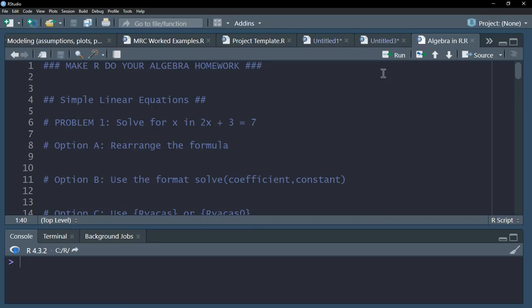Hi, this is Seth, and in this video, I'm going to show you how to make R do your algebra homework. Now, right off the bat, I'm going to say that if I needed to solve an algebra problem that I couldn't just solve in my head, R is not the first tool that I would turn to. I'd probably turn to MathPapa or WolframAlpha or probably Desmos, and those will be making some appearances here shortly.